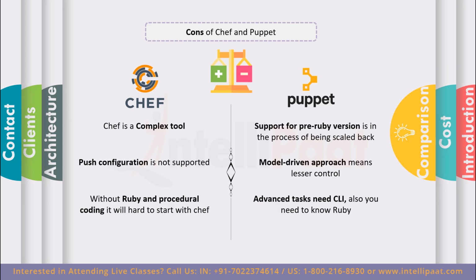Then, advanced tasks need CLI. In Chef, you're obviously writing it as code, so every single task you can write as code. You don't need a CLI for that purpose separately. But in Puppet, advanced tasks need CLI, and without Ruby, you cannot do anything over there. So these are the pros and cons of Puppet.